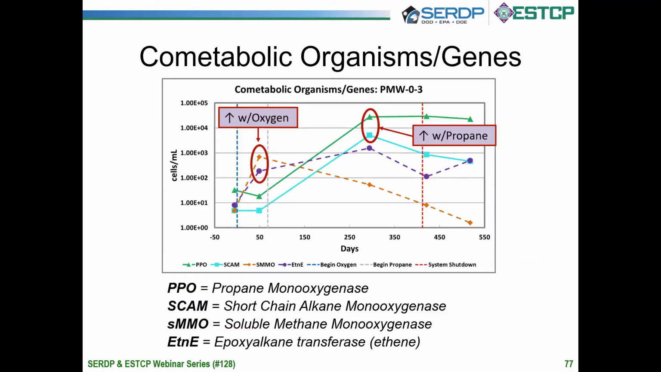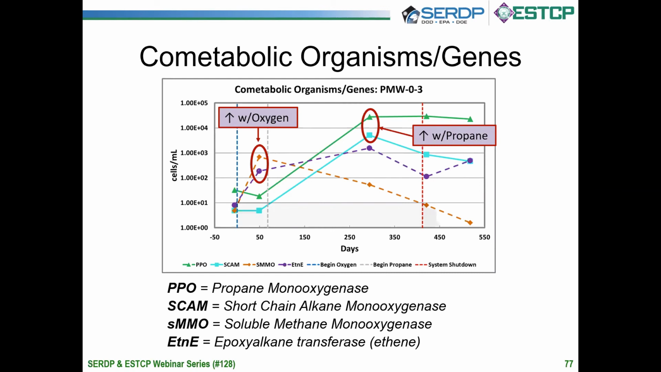So we also collected some microbial samples from select wells during the demonstration. This is one of those wells. So we were looking at these various different co-metabolic genes. I think there were a total of 8 we looked at. These are the 4 where we saw increases. And what's kind of interesting here is the blue line is when we started adding oxygen, and we saw a big increase in these two sets of genes, these soluble methane monooxygenase and this oxyalkane transferase.